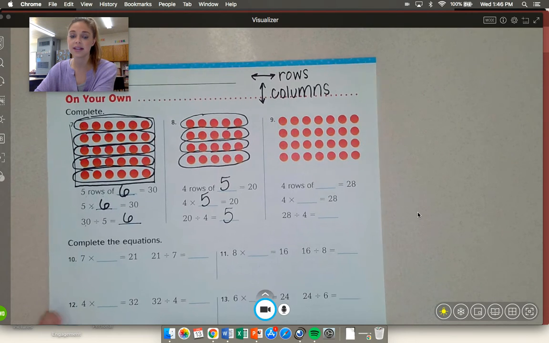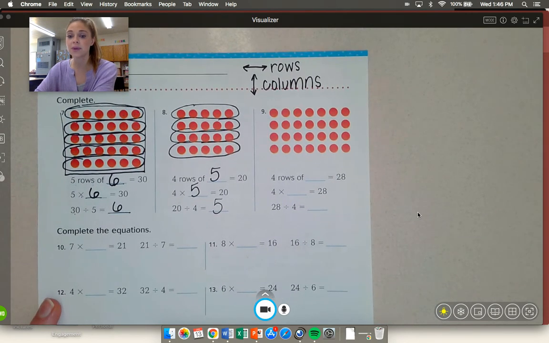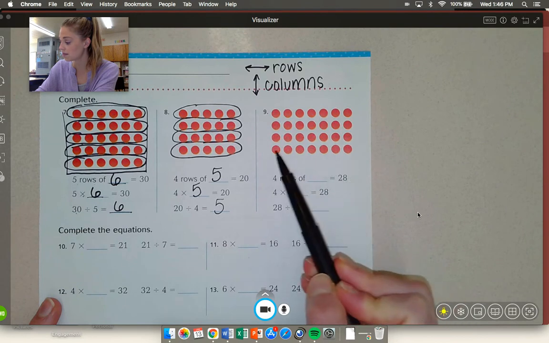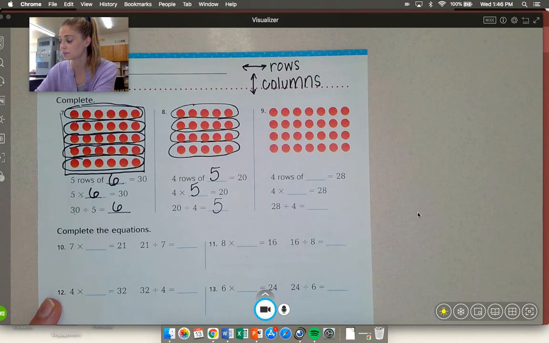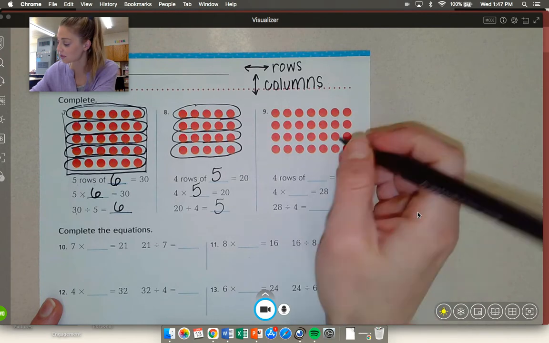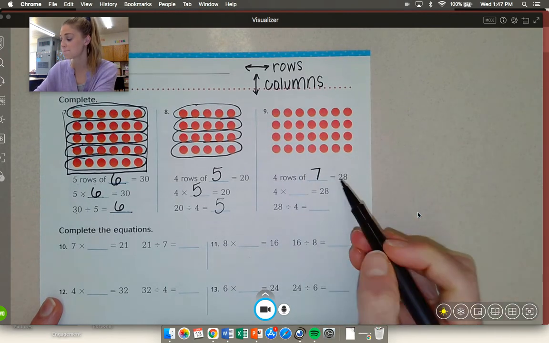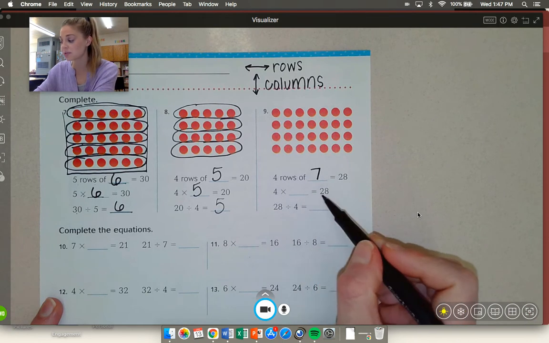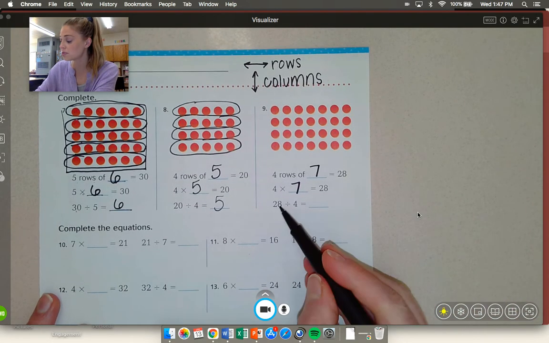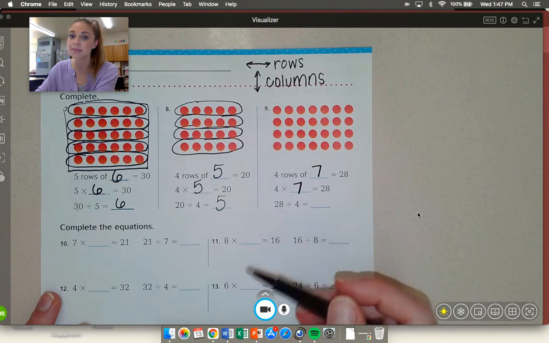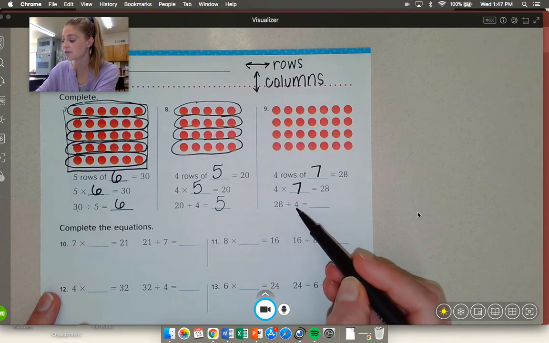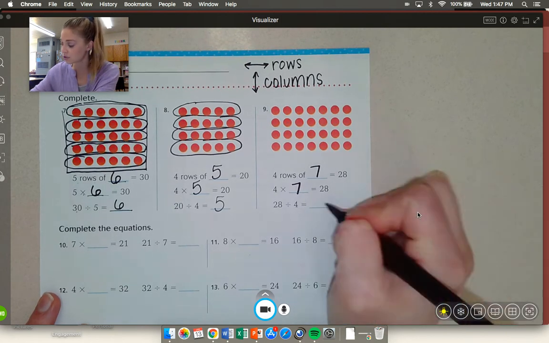All right. Our next array is number 9. 4 rows of blank equals 28. Well, I have 4 rows. 1, 2, 3, 4. How many do I have in each row? If you're thinking 7, then you're correct. 4 rows of 7 equals 28. That means that 4 times 7 equals 28 because 4 groups of 7 equals 28. And if we make it go backwards for division, we do 28 as the first number because in division problems, the biggest number always goes first. 28 divided by 4, so 28 objects divided into 4 rows equals 7 in each row.